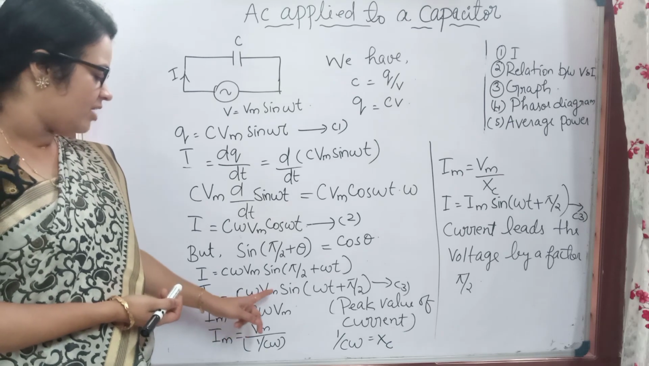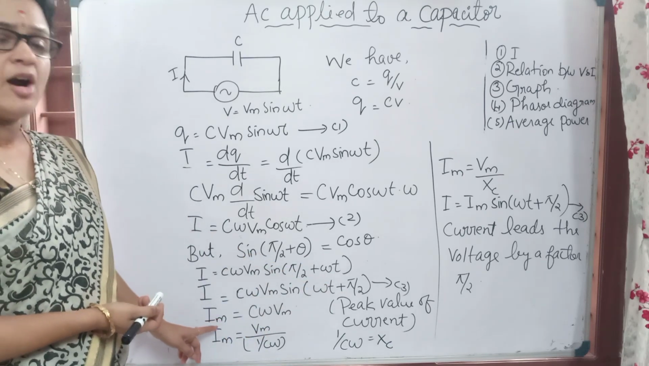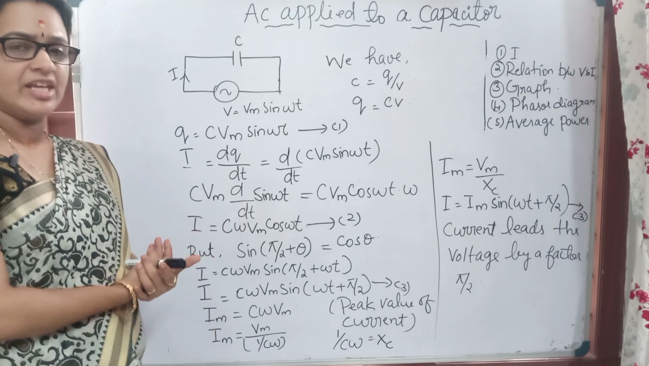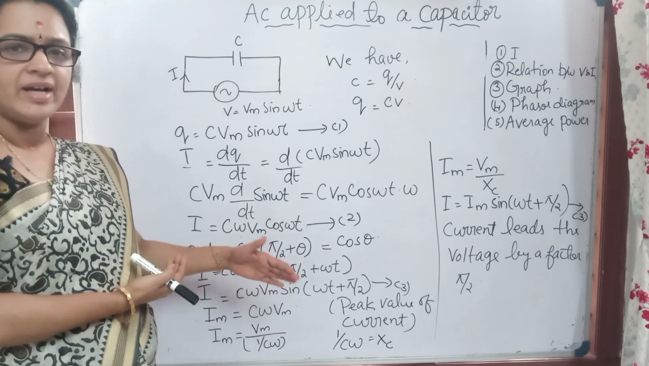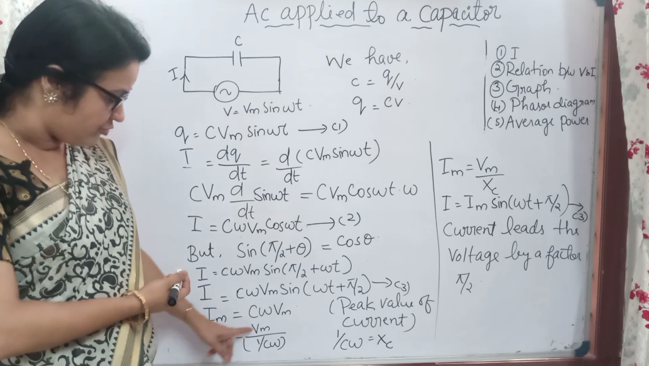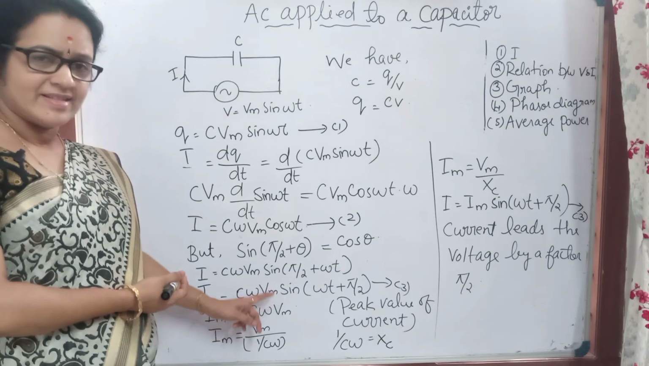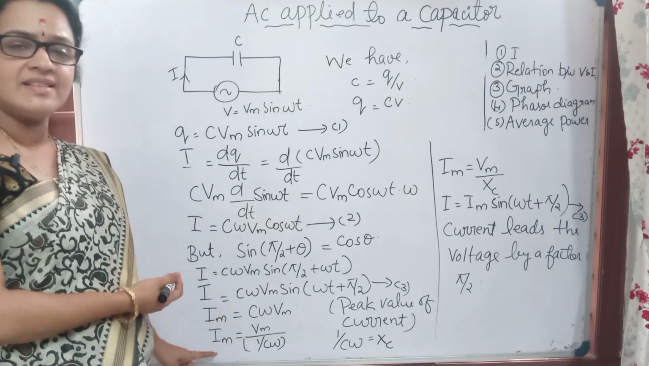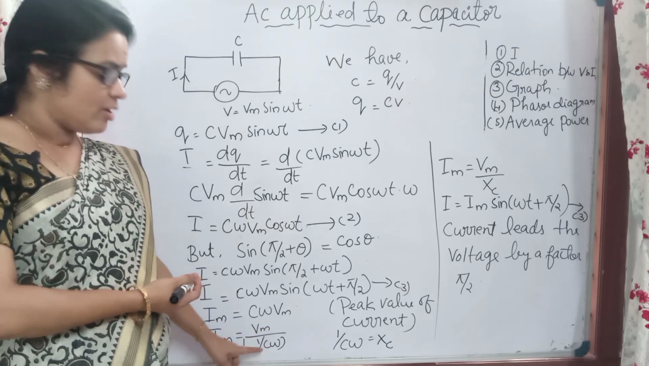So C omega Vm is the peak value of current, and here is how we will write Im, the current equation. How can we write Im? Im is equal to Vm by R, right? Here we have Im equal to Vm divided by what will come instead of R, resistance? Yes, that is 1 by C omega. So we can write the equation Im is equal to Vm by 1 by C omega.